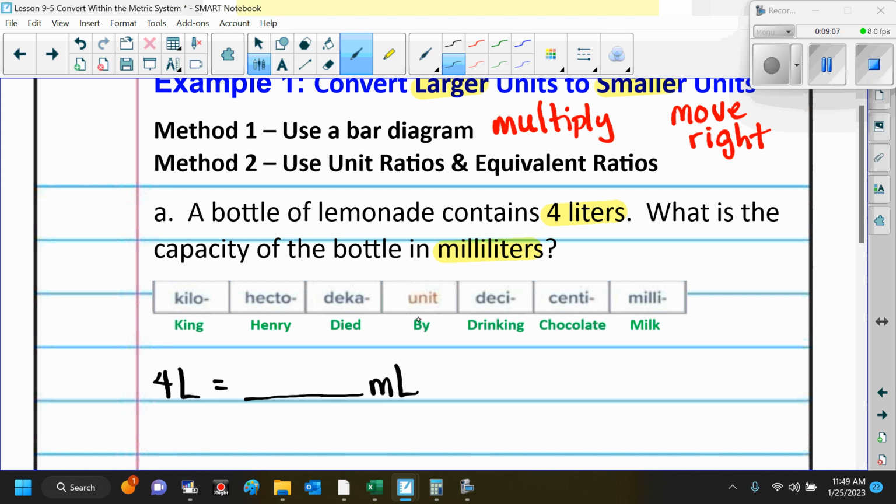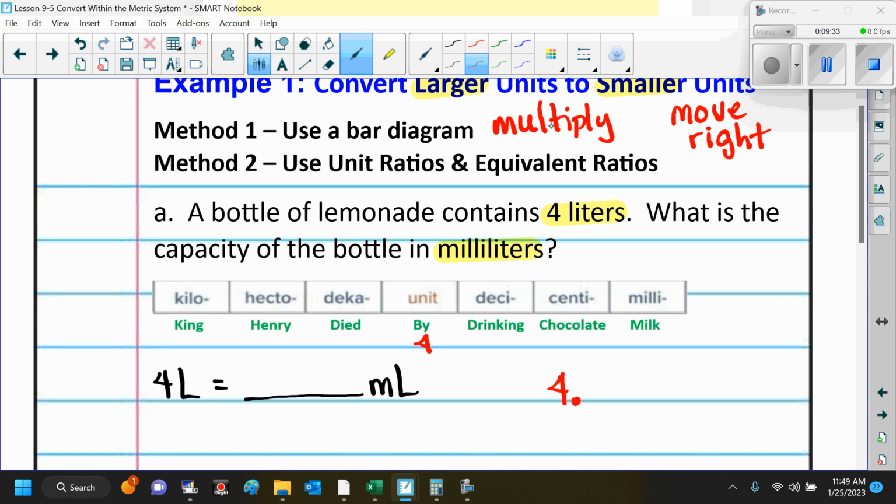Okay, so we want to convert from 4 liters. That's our base unit. So that 4 is going to go right here, and we want to get to the milliliters. If I have 4, where's the decimal? Where's the decimal in that number? In 4? It's at the end.